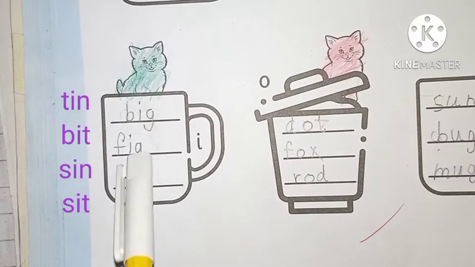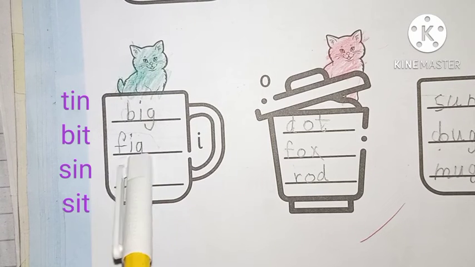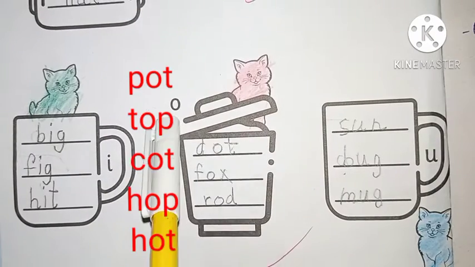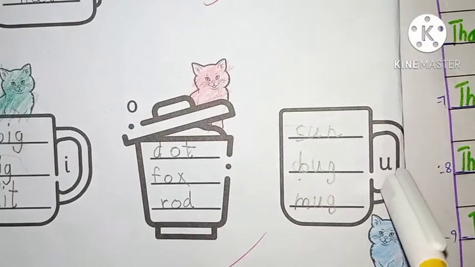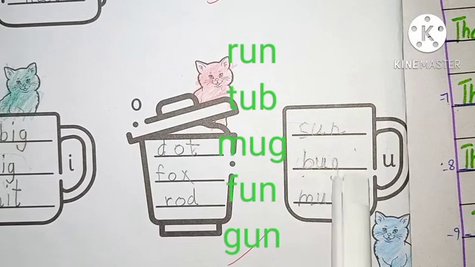I vowel. The words that have I in the middle. Big, fig, hit. Fig mean injure. O. The vowel is O. Dot, fox, rod. The vowel is U. Sun, bug, mug.